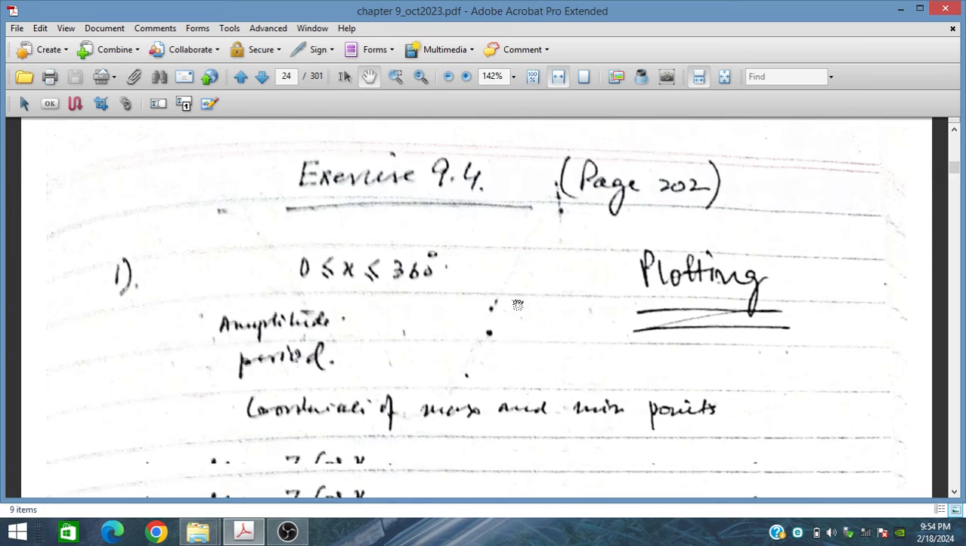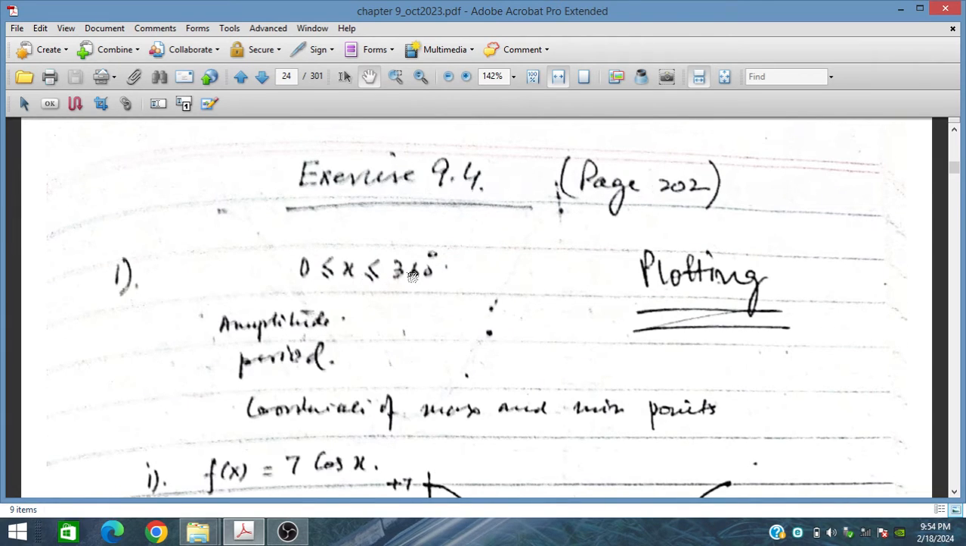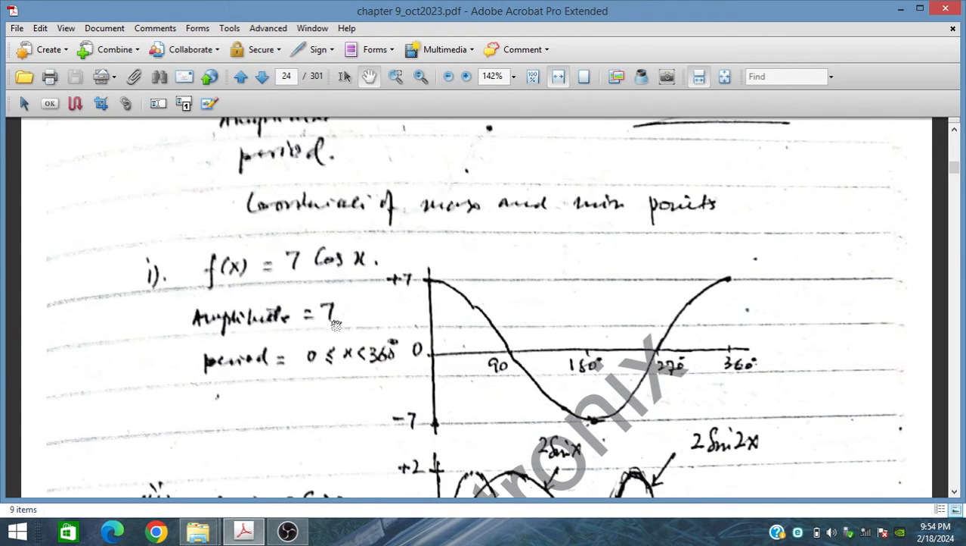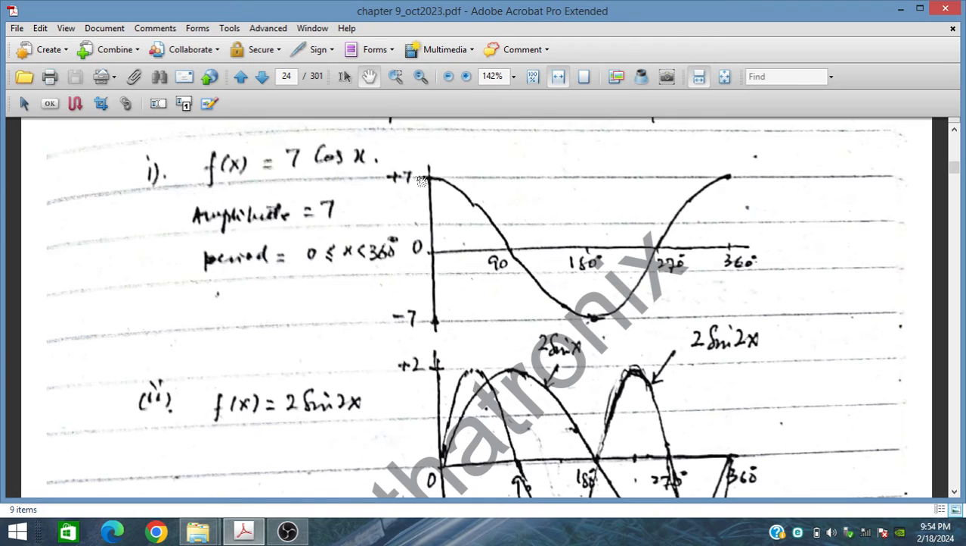So this is exercise 9.4, plotting from 0 to 360 degrees with amplitude, period, and coordinates of the axis. The amplitude is 7 because the maximum value of cosine is 1, and it is multiplied by 7. So this will be the maximum value, that is the amplitude. From 0 to 360 degrees it completes one period. This is a periodic function, and it will repeat after that. So the total period is 0 to 360 degrees.